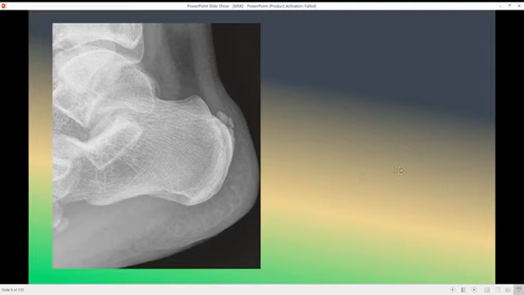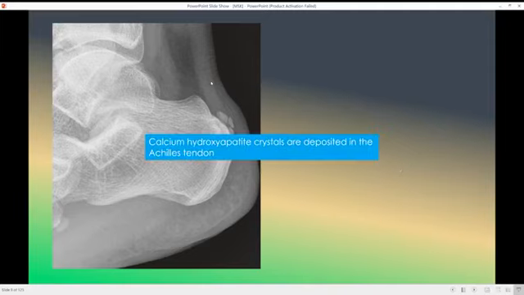So this is a case of calcific tendinitis involving the Achilles tendon, with calcification. It is calcium hydroxyapatite crystal. So this is a calcific tendinitis involving the Achilles tendon. Okay, it is not a severe disease. We move to the next case.